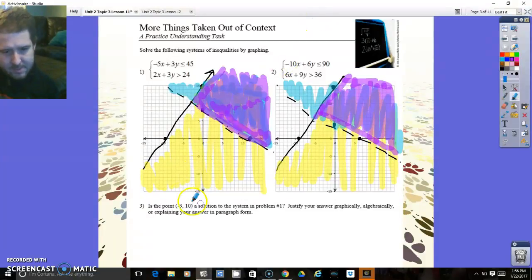Okay, is the point (-3, 10) a solution? So this time, negative 1, 2, 3, 1, 2, 3, 4, 5, 6, 7, 8, 9, 10. So it looks like (-3, 10) this time is a solution, whereas it wasn't on this one, because the dotted line went down just a little bit. So now, if this wasn't an answer, now it is an answer, because now it's right here. It's right in the middle of the purple.